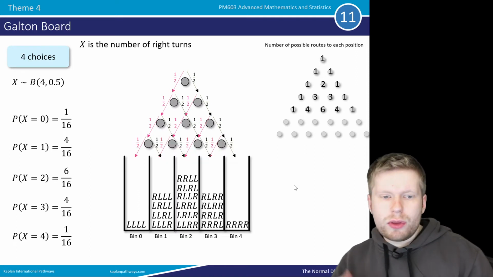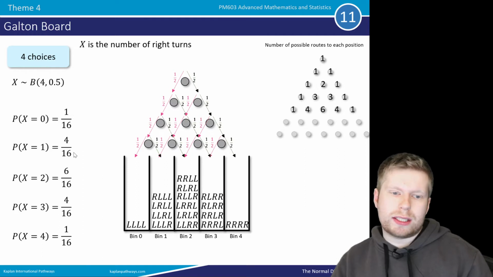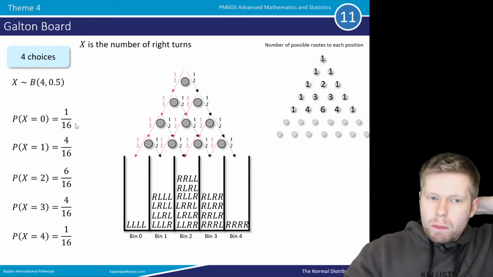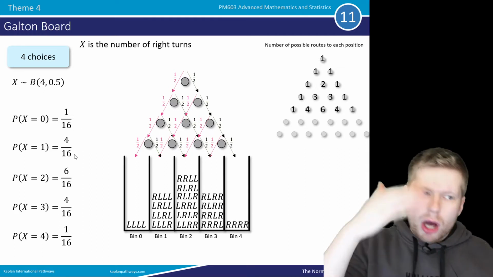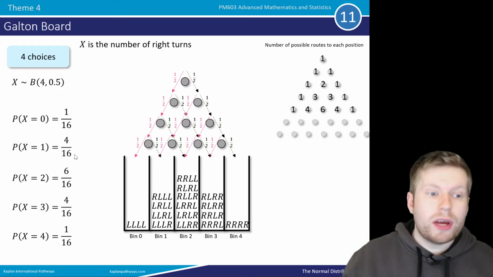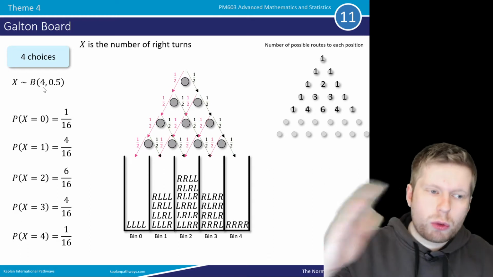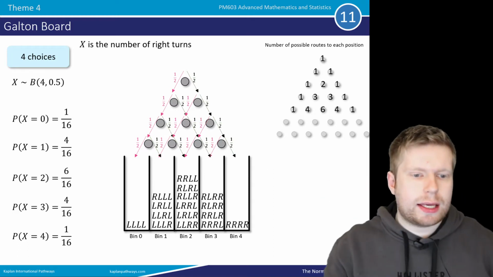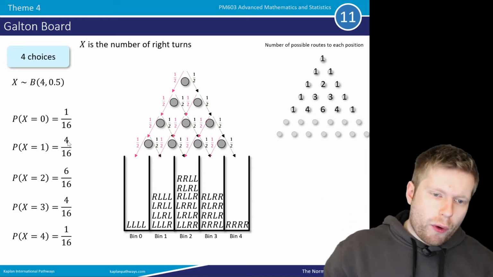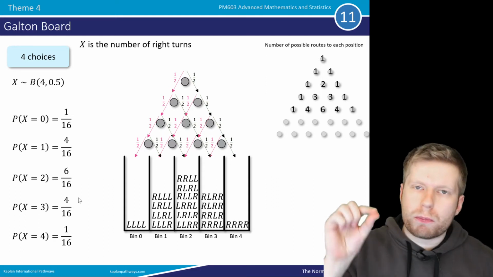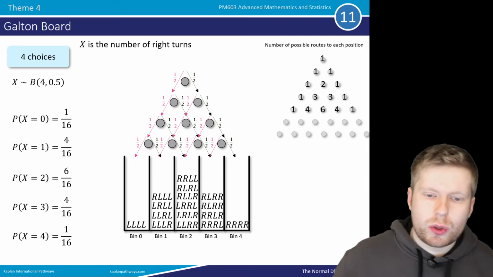And in fact, I can continue this pattern down. So if I look now at 4 choices, hopefully you notice that the number on the bottom is effectively just a half times a half times a half times a half. Basically you're multiplying by a half for however many choices you're making, because there's an equal chance of going left or right, okay, in this case. And then the number on the numerator corresponds to the number of different possible ways of getting into that bin.